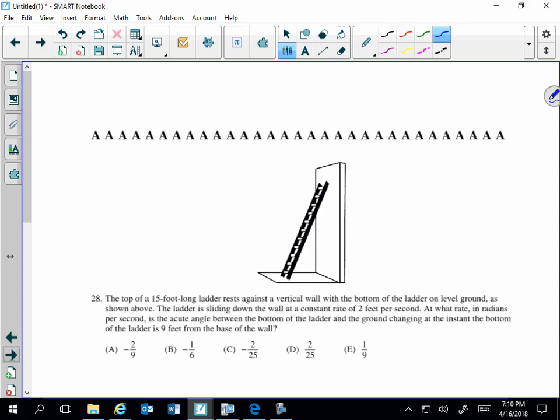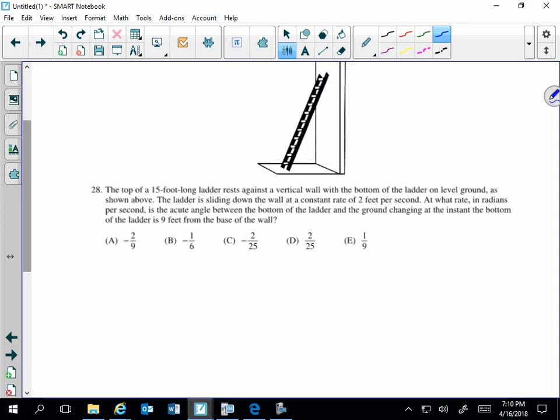Question 28, we have a related rates problem. You can tell by the setup. The top of a 15-foot ladder rests against the wall. The top of the ladder is sliding down the wall at a constant rate. At what rate, in radians per second, is the acute angle between the bottom of the ladder and the ground changing? The instant the bottom is 9 feet from the base. So I'm going to call that x. I'm going to call that theta.